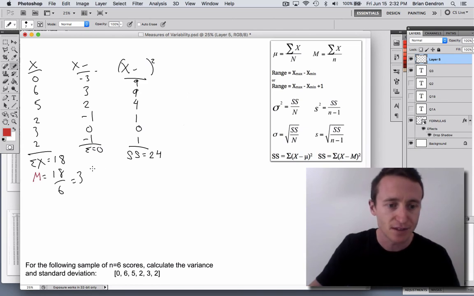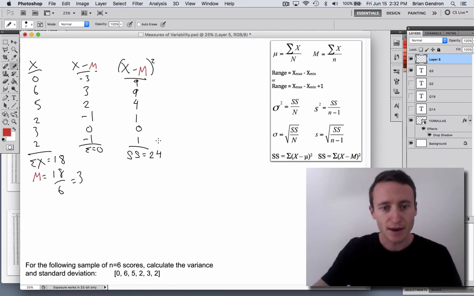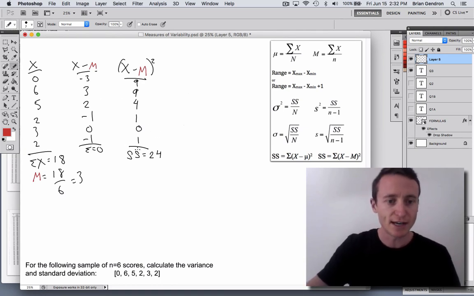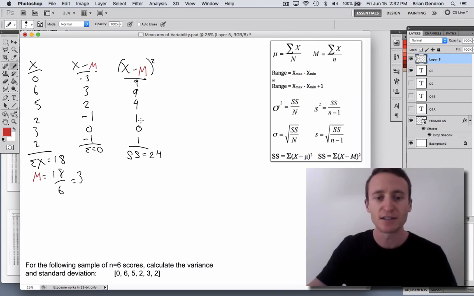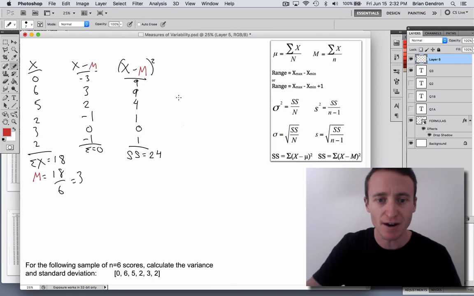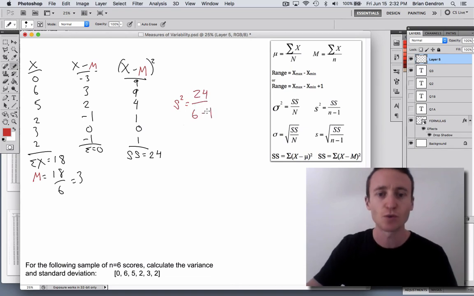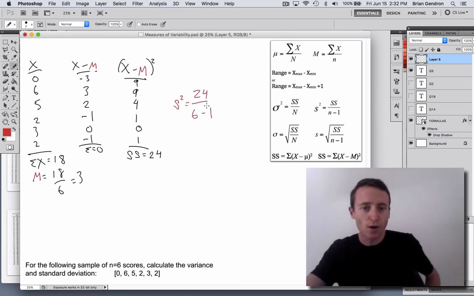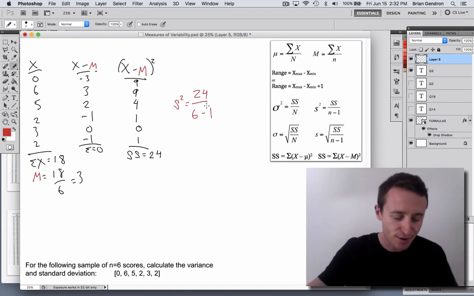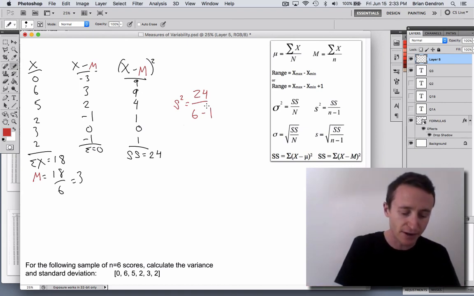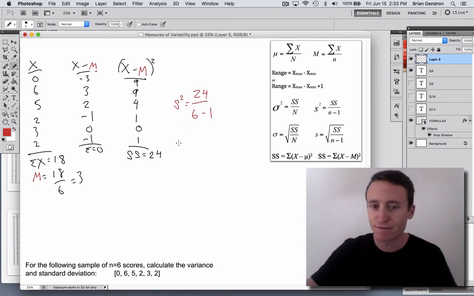M is the symbol we use for sample mean. Importantly though, all of the math is exactly the same. Nothing changes until we get to the variance. For a sample, variance is calculated as SS divided by n minus 1. So in this case, it's 24 divided by 5, and that is a value of 4.8.